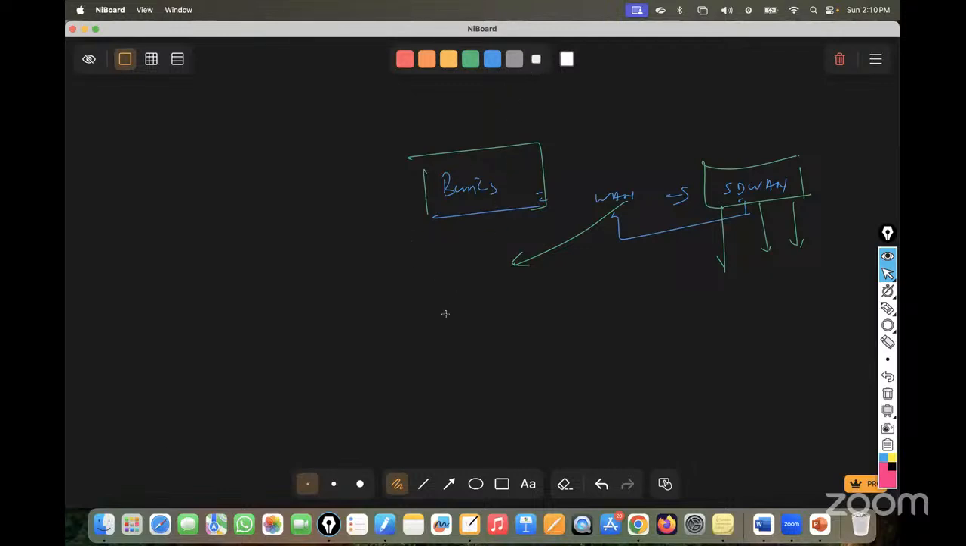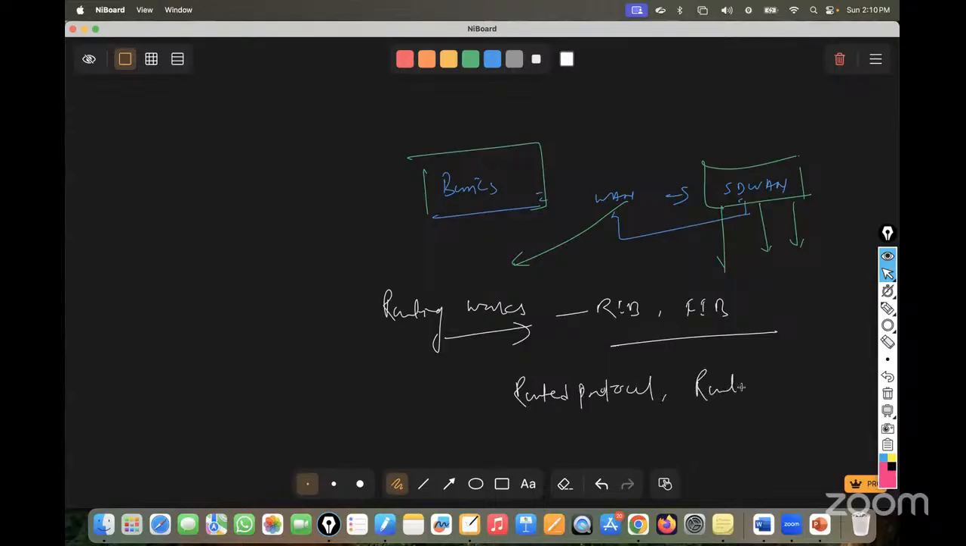In addition to that, we'll understand how routing works, because it's very important to understand how routing works. What is my RIB? What is my FIB? That we have to understand. It's a very basic concept. What is a routed protocol versus what is a routing protocol? We just have to understand that also, right?